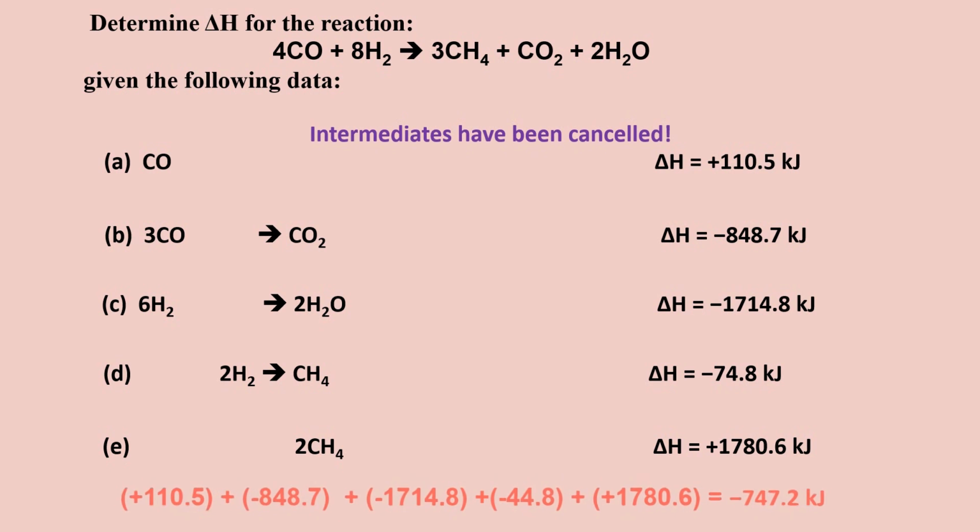Now we add up all the kilojoules, where 110.5 plus negative 848.7 plus negative 1714.8 plus negative 74.8 plus positive 1780.6 is equal to negative 747.2 kilojoules.